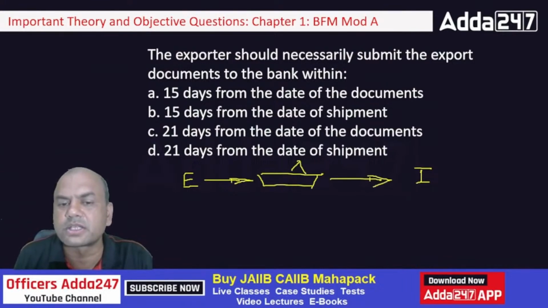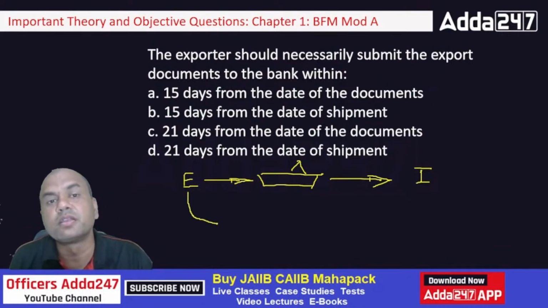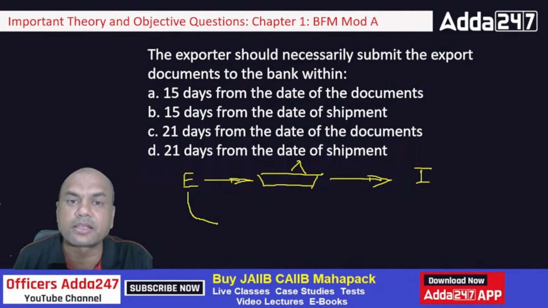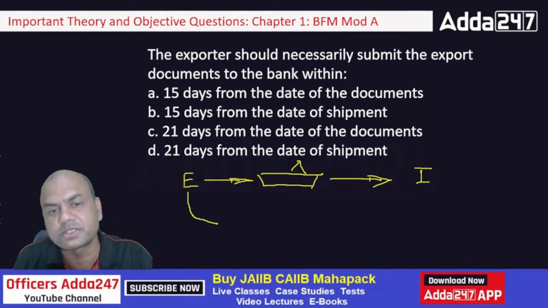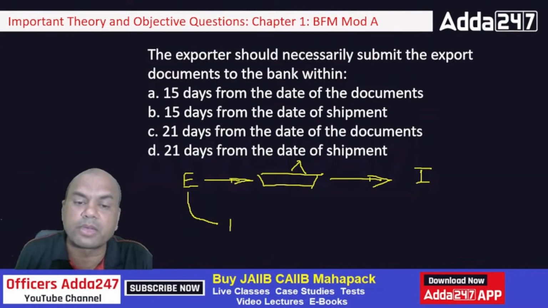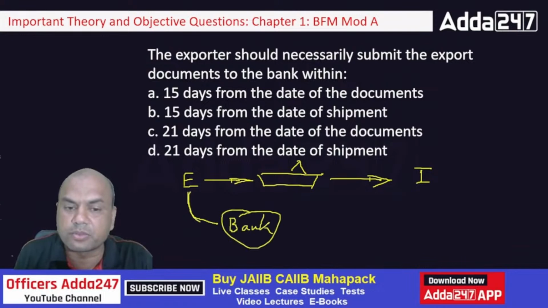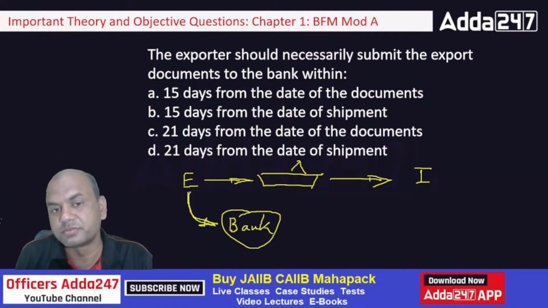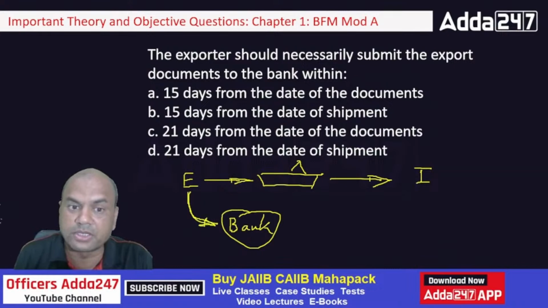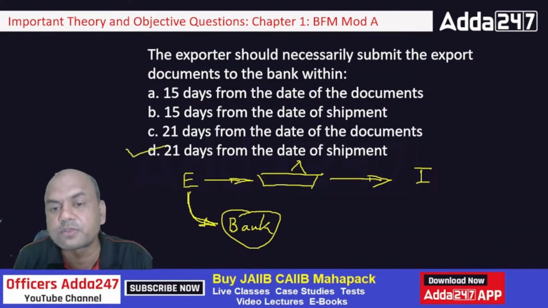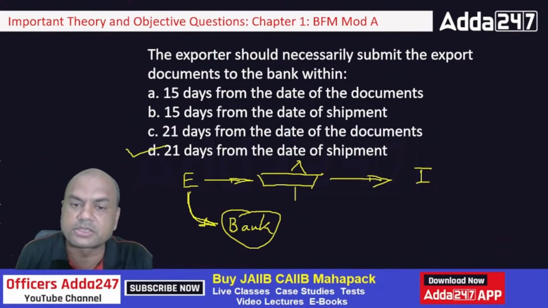Once the goods are sent, the shipping company will give the exporter the bill of lading. The exporter will bring these documents, bill of lading plus invoice, insurance, bill of exchange, packing list, and certificate of origin. All these six documents the exporter will bring and submit to the bank. So this is the real question: in how many days are these to be submitted? These are to be submitted within 21 days from the date of shipment. What is the date of shipment? Date of shipment means what is called on board.